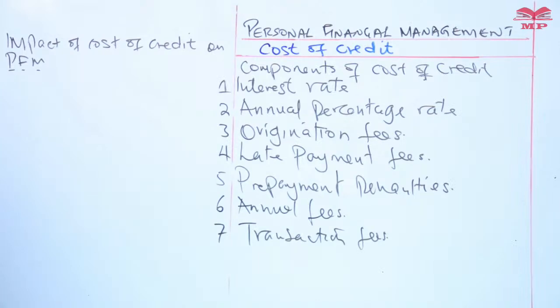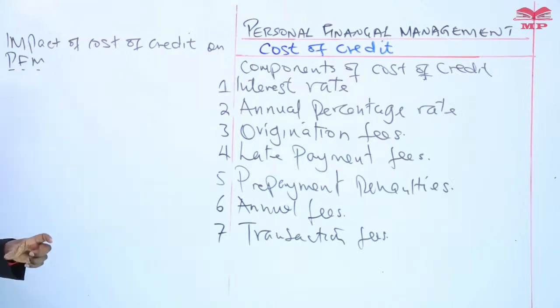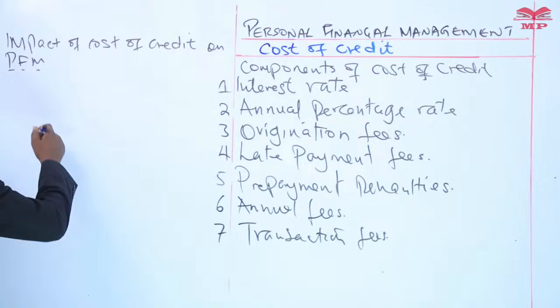Do you understand, candidates? The cost of credit can significantly impact one's budget and financial goals. One impact is overspending, debt accumulation, financial stress, and so on. So how does one manage the cost of credit?